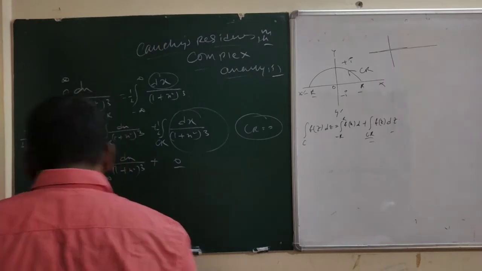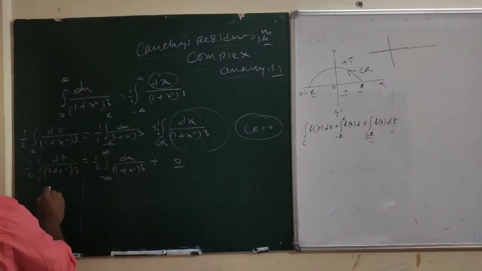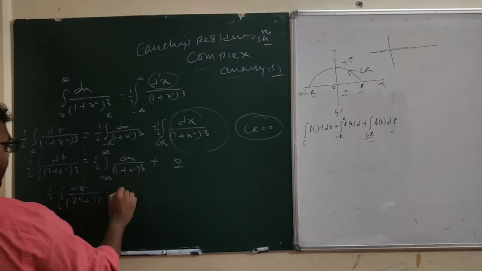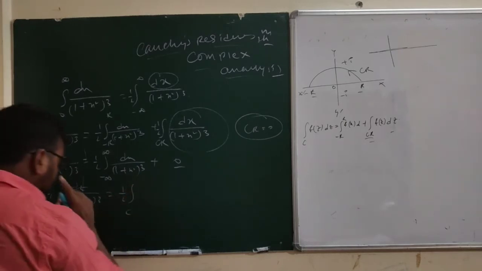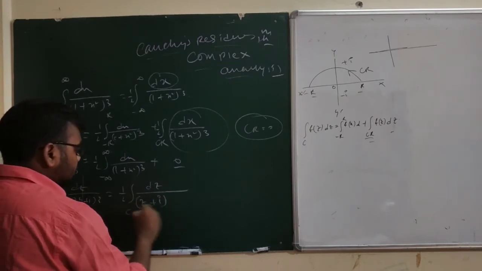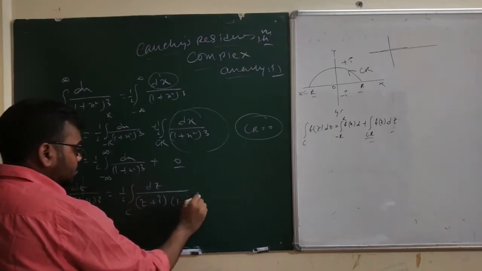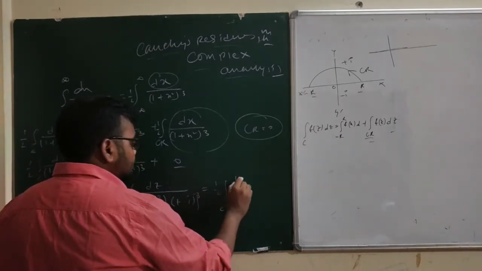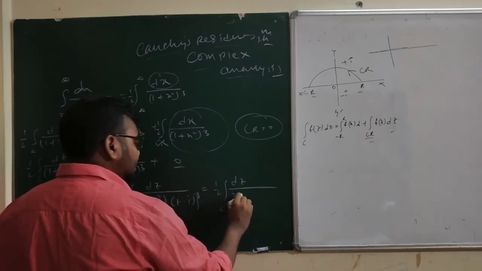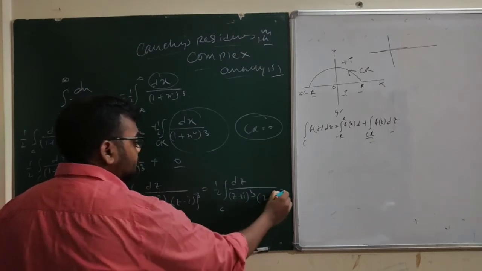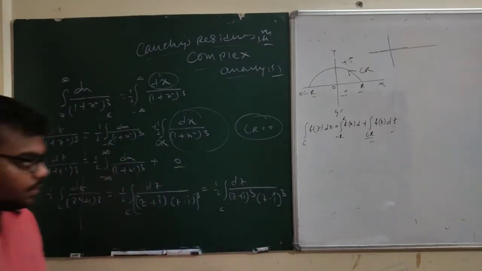Now, the integration over C of 1/2 dz upon (1 + z²)³. I would like to write this integration as dz upon ((z + i)(z − i))³, which equals half the integration of dz upon (z + i)³ (z − i)³. Isn't it?